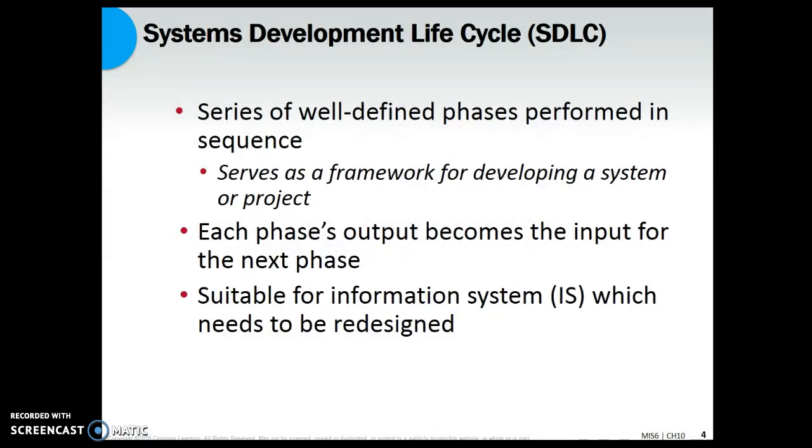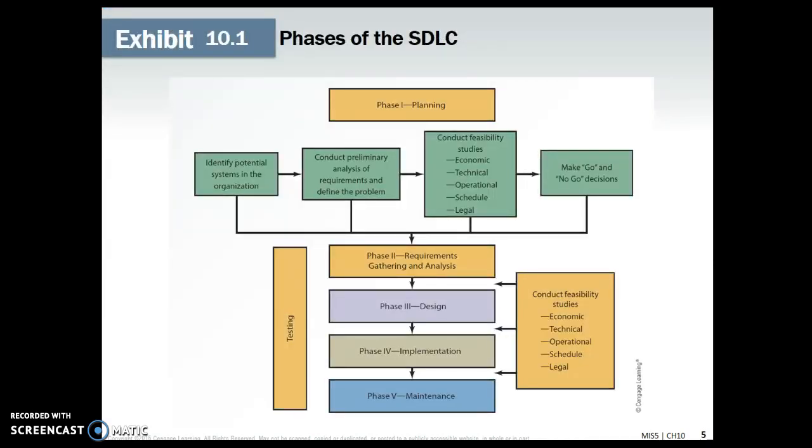The system development life cycle is a series of phases that go in sequence and describe that life cycle and how you go through it. Each phase's output becomes the input for the next phase. So as you leave one phase, you go into another phase. Here's a diagram of what you would be doing in each of the phases, and we'll talk a little bit about the kinds of things you would be doing in each one of these phases.